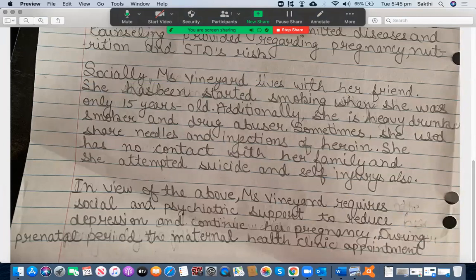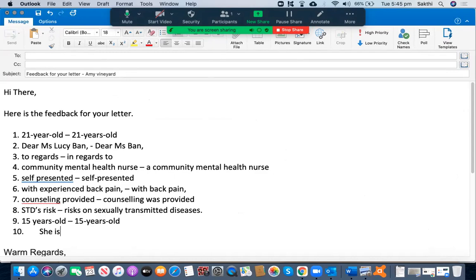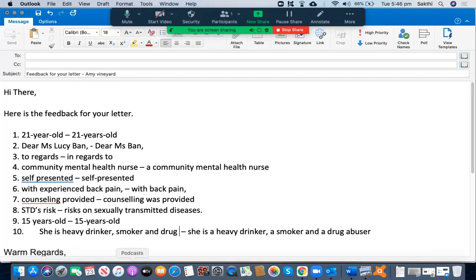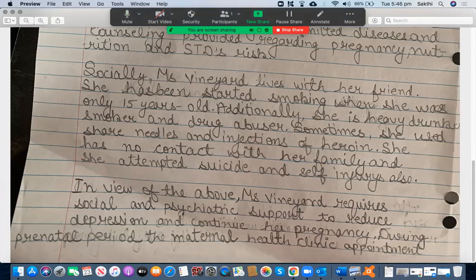Additionally, she's heavy drinker. So she is a heavy drinker, smoker, and drug abuser. She is heavy drinker, that's wrong. So you should say she is a heavy drinker, a smoker, and a drug abuser. You should use all these things, but I think you haven't used smoker and drug abuser. So you haven't used any articles before these things. Drinker, smoker, and drug abuser. So it's not good. All right, let's go to the next one.